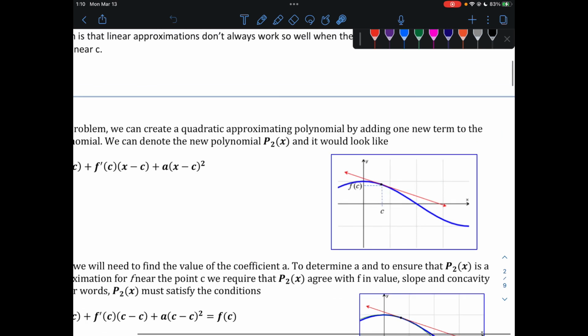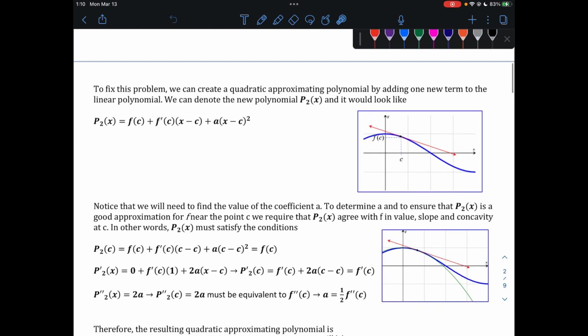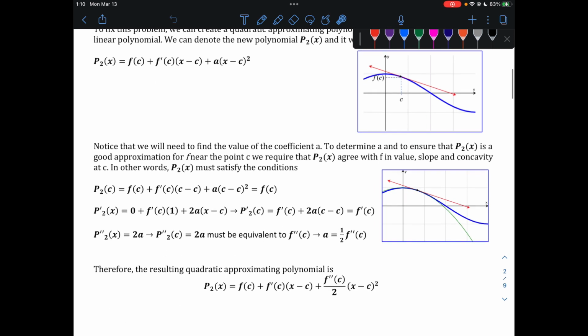To fix this, we create a quadratic approximation by using a quadratic approximating polynomial, adding one new term to that linear polynomial. We can denote this new polynomial P sub 2, and it looked like this: y value plus slope times x minus c, plus a quadratic piece at the end of that. Notice that we will need to find the value of the coefficient a.